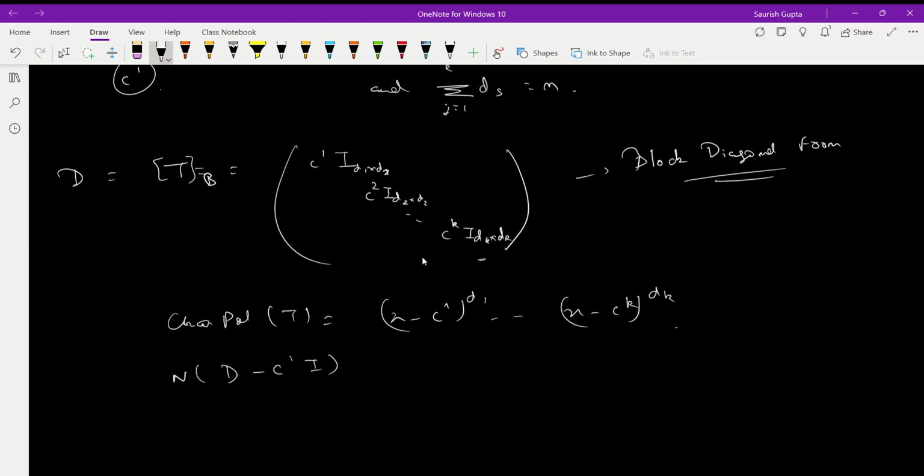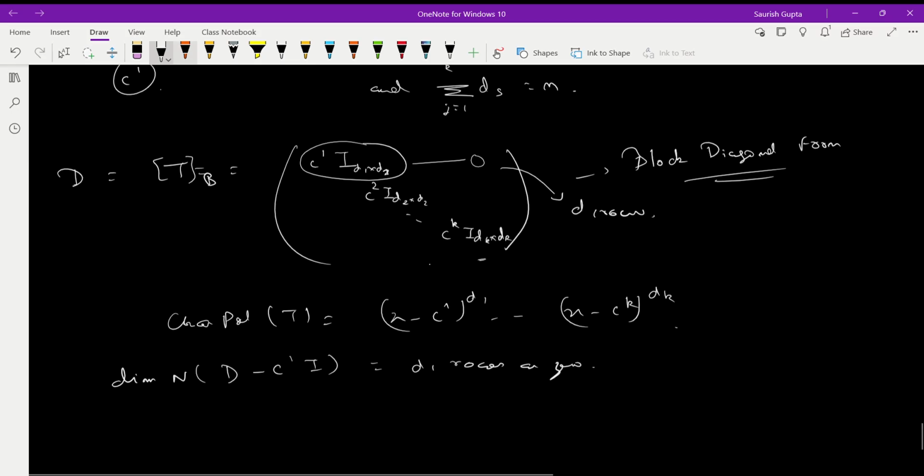So if I represent the matrix as D, what is the null space of D minus C1I, let's say? What happens if you subtract C1 from this? These rows become 0, but the rest of the rows have no influence. So the null space actually consists of d1 rows. So from here we say d1 rows are 0. So the dimension of this null space is technically d1.